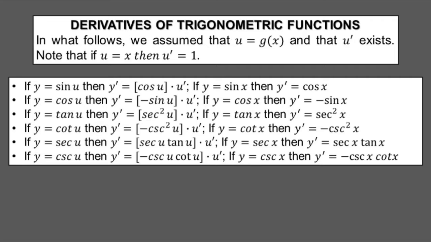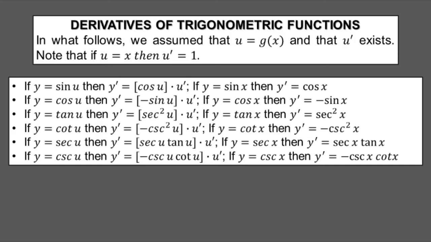Next, if y equals cosine u, then y prime equals negative sine u dot u prime, the same as if y equals cosine x, then y prime equals negative sine x. If y equals tan u, then y prime equals secant squared u dot u prime, same as if y equals tan x, then y prime equals secant squared x. If y equals cotangent u, then y prime equals negative cosecant squared u dot u prime, same as if y equals cotangent x, then y prime equals negative cosecant squared x.